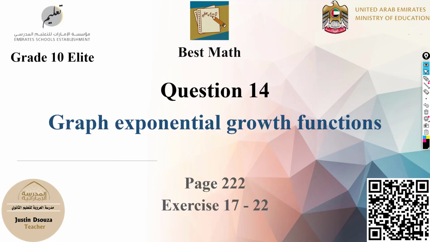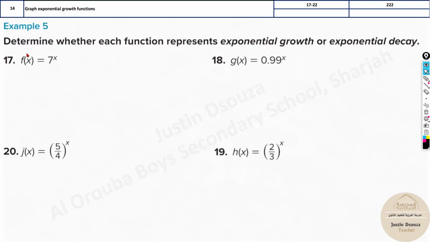Question number 14 is about growth and decay function, exponential growth and decay functions. You can see over here they have given you different equations. And you have to basically tell which represents exponential growth and exponential decay. So looking at the question, how would you tell it?